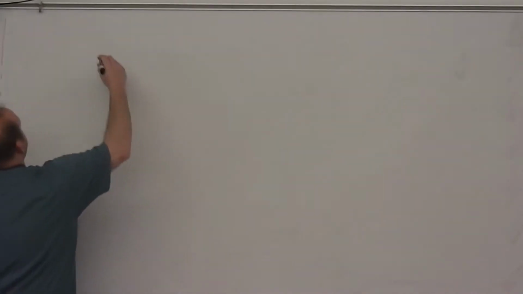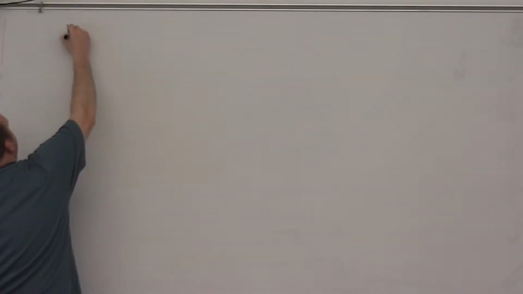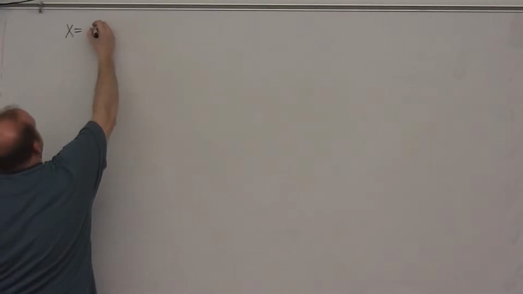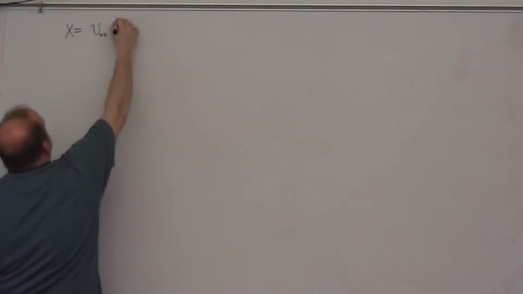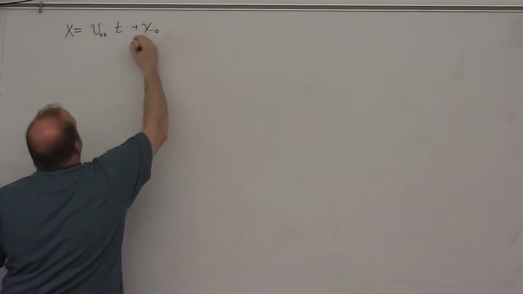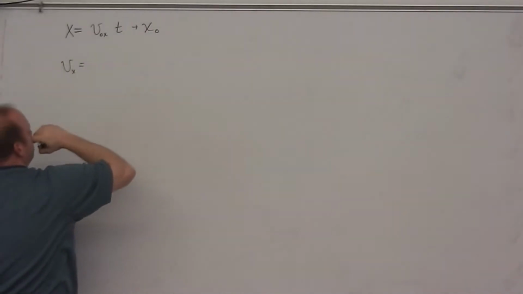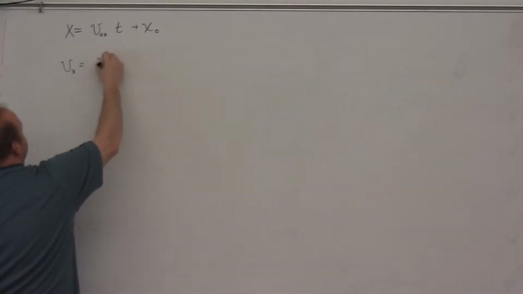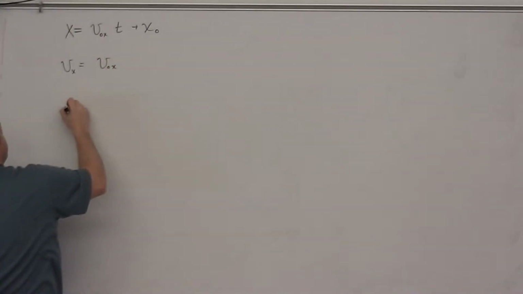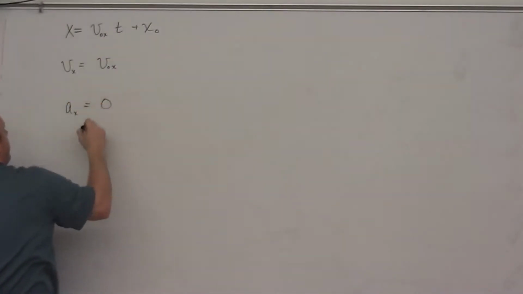So now, let's take a look at what we talked about last year, which was the 6 equations of motion. Last year, we had this setup. We said that x was equal to my initial velocity in the x times time plus x0. My velocity in the x is equal to my initial velocity in the x, because that doesn't change, and that's because my acceleration in the x is equal to 0.